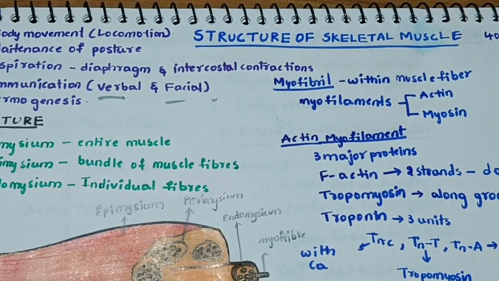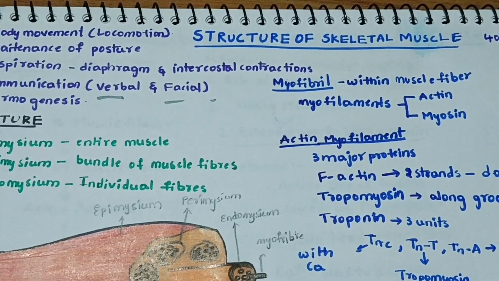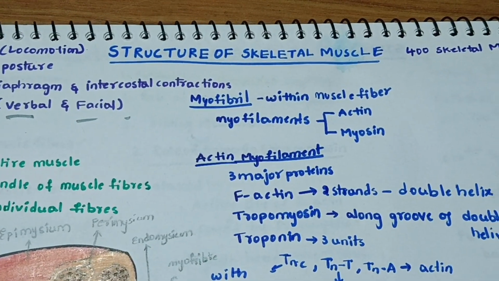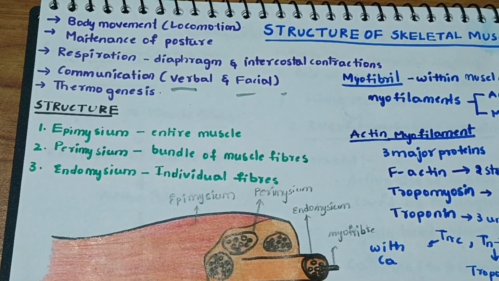And today we are going to discuss the structure of skeletal muscle. How many skeletal muscles are there in our body? There are about 400 skeletal muscles in our human body. Yes, here we go, the structure of skeletal muscle.